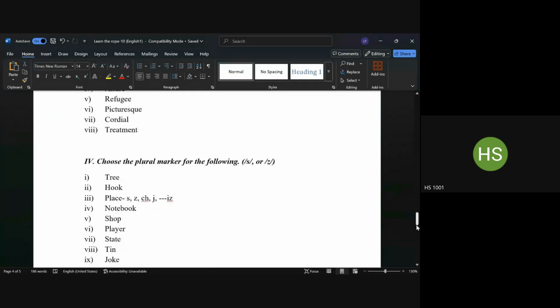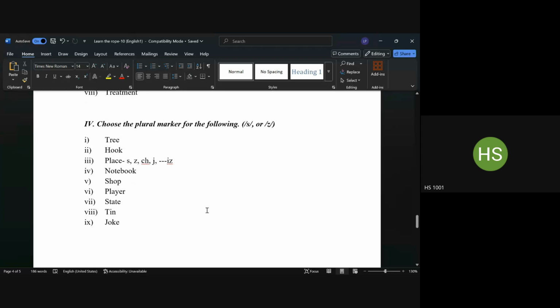I hope you know about these plural markers and all that, right? If the word ends with a voiced sound, then the plural marker is z, right? If it ends with a voiceless sound, then it is s. And if it ends with sounds like sh, s, z, ch, j, then it is iz. So churches, judges, right? It will take an iz marker. Okay, all right.